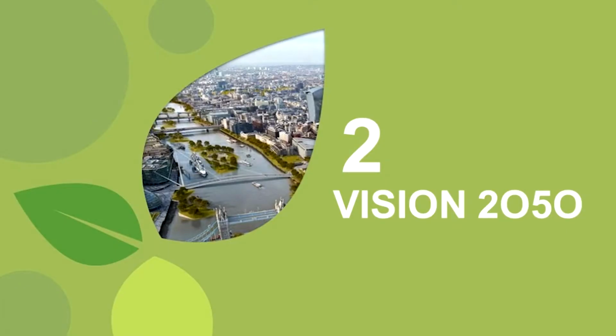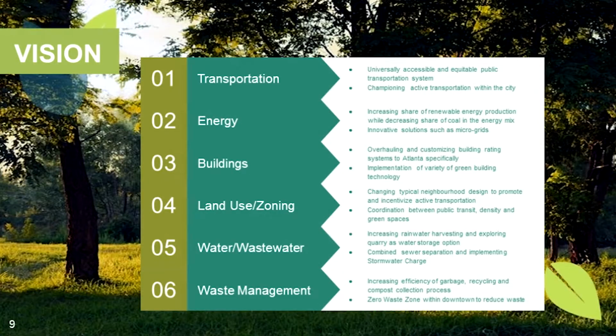So this is our vision for Atlanta for 2050. In terms of transportation, we envision a universally accessible and equitable public transportation system. For buildings, implementation of a variety of green building measures such as green roofs. For water and wastewater, initiatives such as rainwater harvesting, and for waste management, initiatives such as zero waste zone, which promotes reducing waste in major commercial areas of the city.